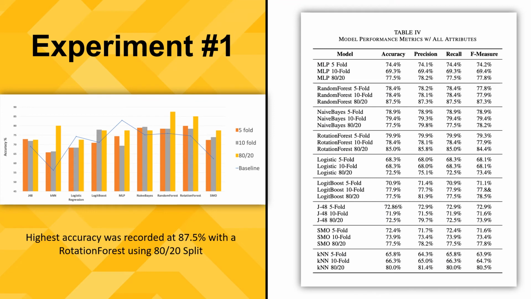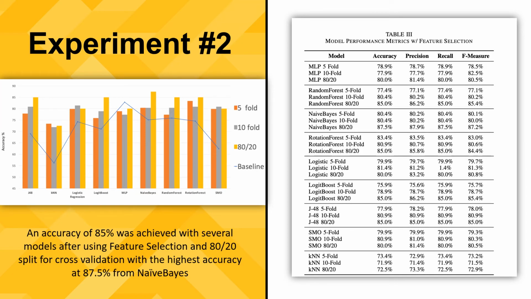Here are the results of our first experiment, as you'll see it compared to the baseline. We did achieve higher than the baseline with an accuracy of 87.5 using rotation forest and 80-20 split. This is our second experiment using attribute selection, which achieved quite higher results on many models, getting 85% on several with 87.5 accuracy using naive Bayes.